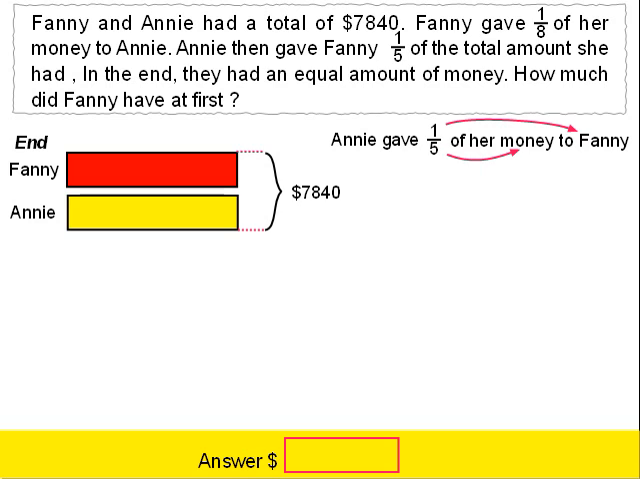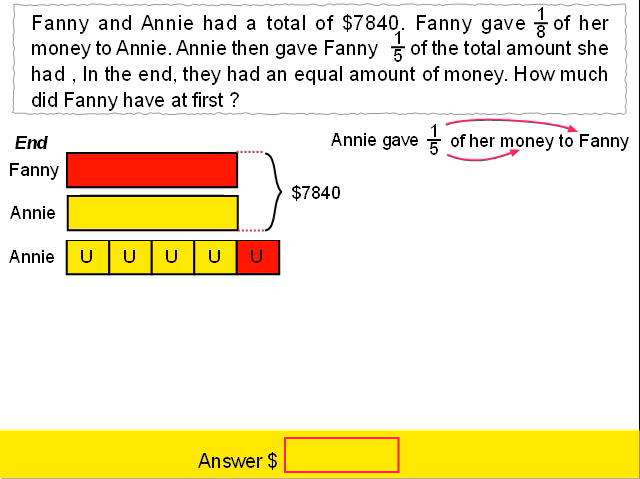It says that Annie gave 1/5 of her money to Fanny. That means to say Annie had a total of 5 units of money before this, and she gave away 1 unit. So after she gave away 1 unit, obviously she had only 4 units left. So this model looks like this. Annie had 4 units because she gave away 1 unit. So now we take back the 1 unit from Fanny. Therefore, Fanny would have, looking at the model, 3 units left. Simple as that.